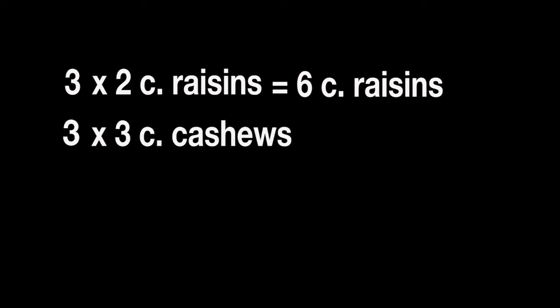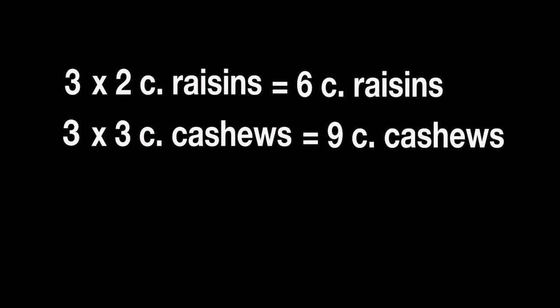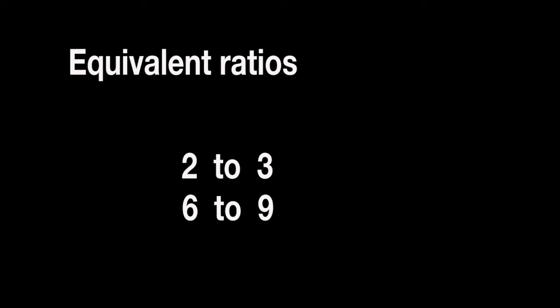So, 3 times 2 cups of raisins equals 6 total cups of raisins. And 3 times 3 cups of cashews equals 9 total cups of cashews. The new ratio is 6 to 9. The original ratio of 2 to 3 and the new ratio of 6 to 9 are called equivalent ratios. Equivalent ratios are 2 ratios that express the same relationship.